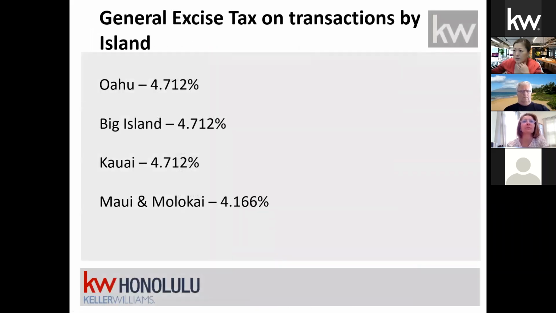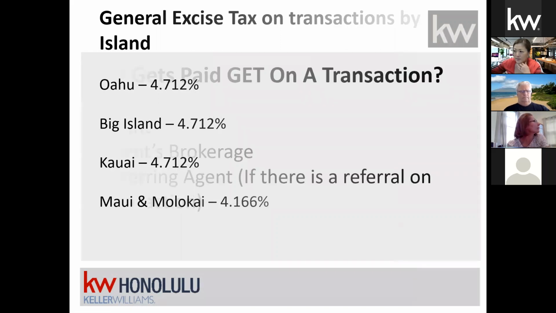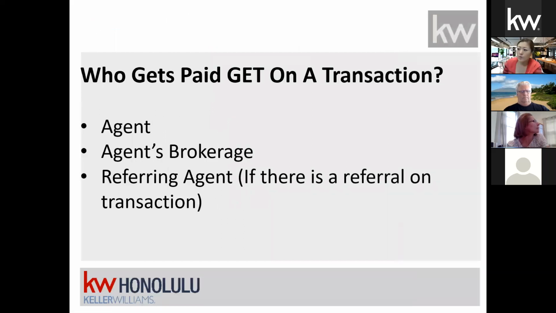Okay, so this is just the amounts of the general excise tax amounts by island. Okay, and then who gets paid on GET on a transaction? The agent, the agent's brokerage, and also if you have a referring agent on your transaction, that person will also get their portion of the GET. Does anybody have any questions on this?